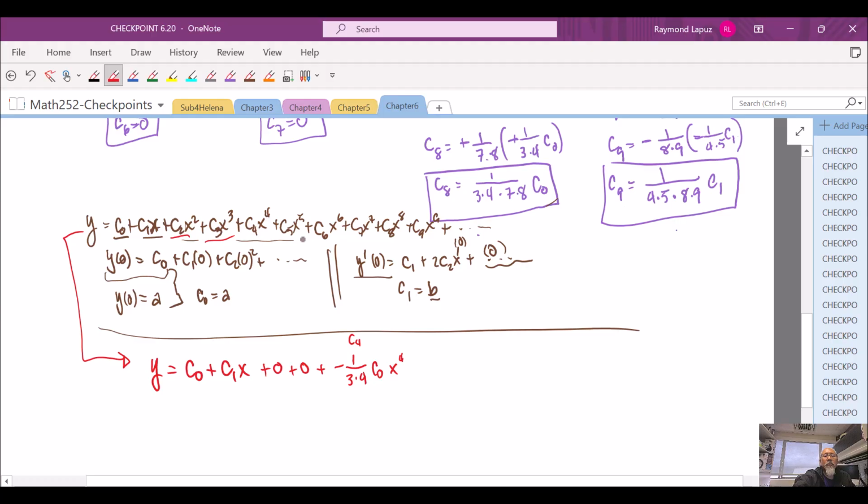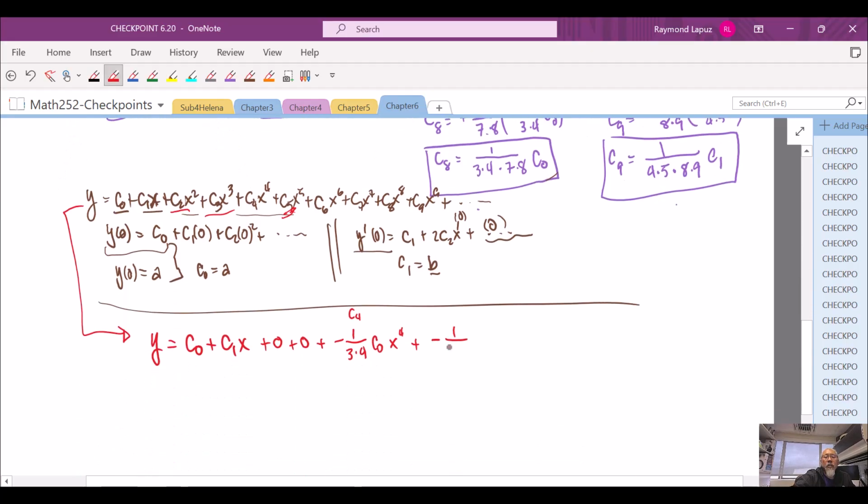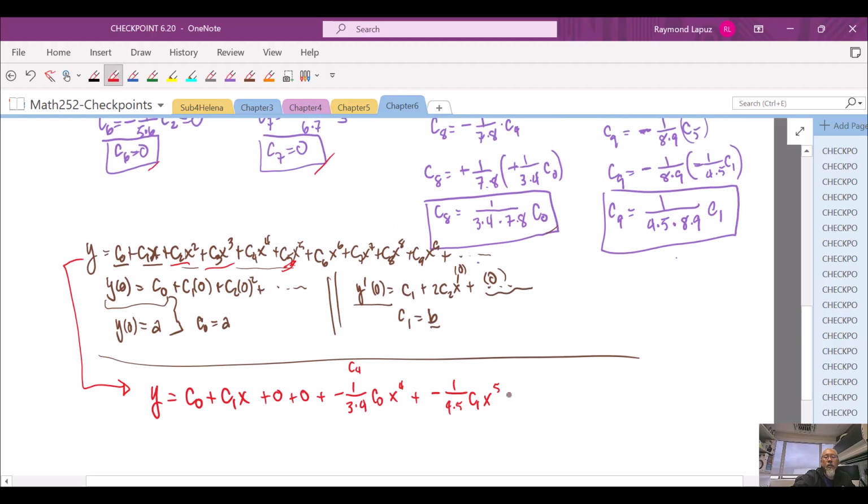Our x to the 5th term, c sub 5, is going to be another negative 1 over 4 times 5 c sub 1, and this is multiplying x to the 5th, because that's our c sub 5. Our c sub 6 term is 0, our c sub 7 term is 0. And now our c sub 8 term is positive 1 over 3 times 4 times 7 times 8 c sub 0. This is the 8th term, c sub 8. So this is x to the 8th.